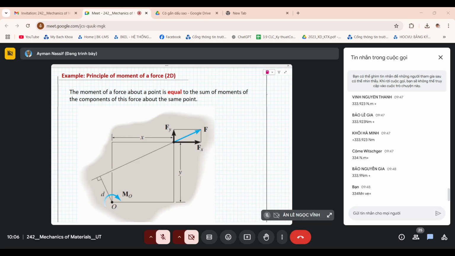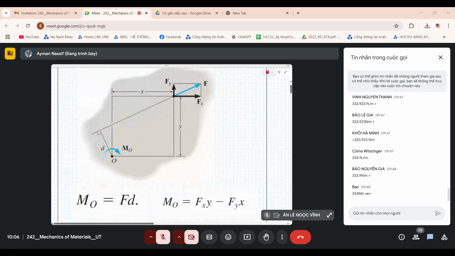So you have to be wise and realize that the rotational effect of a force is equal to the sum of the rotational effects of the components of this force around the same point in the plane of the forces. Here it is.